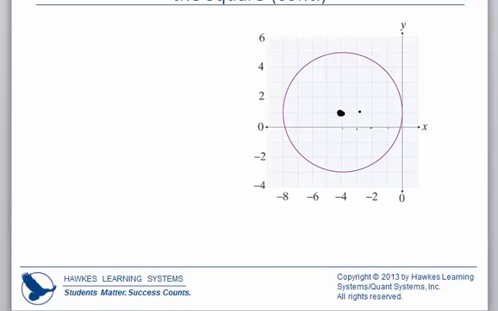So again, go directly across. 1, 2, 3, 4. 1, 2, 3, 4. And go directly up and down. 1, 2, 3, 4. 1, 2, 3, 4. And once you have those 4 outside points plotted, then you can connect them and sketch out your circle.